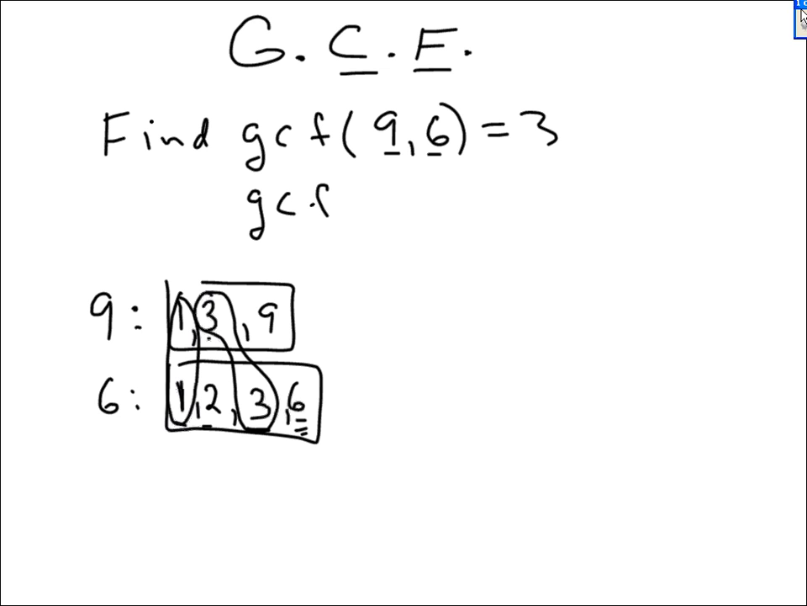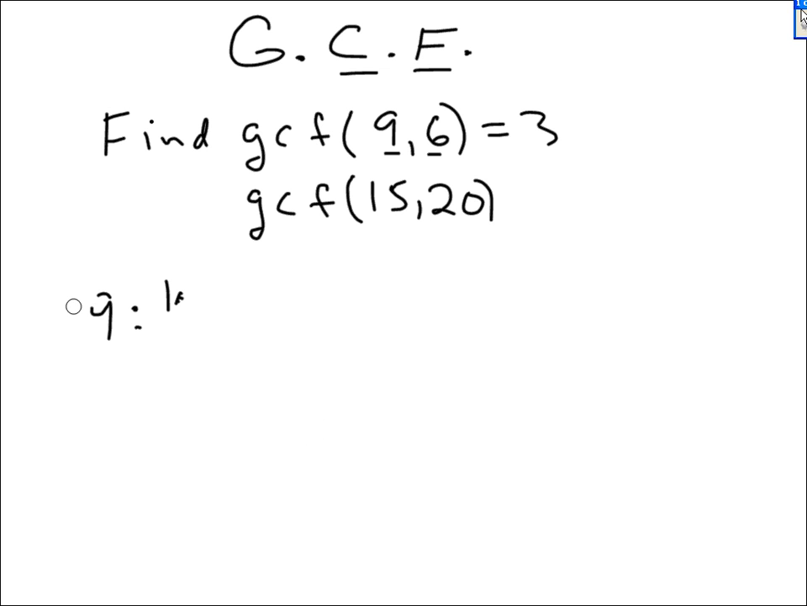Okay, so let's do another one. Suppose you were asked to find the GCF of, say, 15 and 20. What is the largest number that goes into 15 and 20? Some of you, boom, 5. You just see it. 5 goes into 15, 5 goes into 20, and nothing larger goes into 15 and 20. If you see it, put down 5. If you don't see it, write down the prime view.